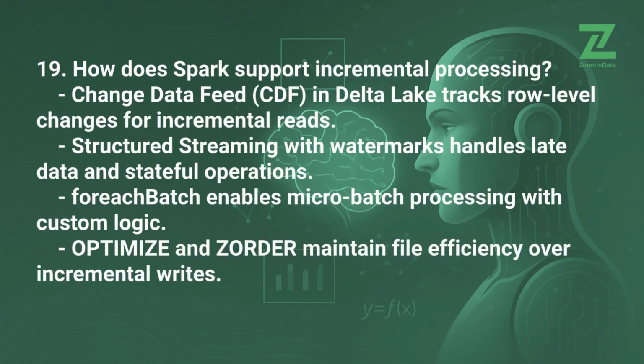19. How does Spark support incremental processing? Change Data Feed, CDF, in Delta Lake tracks row-level changes for incremental reads. Structured streaming with watermarks handles late data and stateful operations. ForeachBatch enables micro-batch processing with custom logic. Optimize and ZORDER maintain file efficiency over incremental writes.